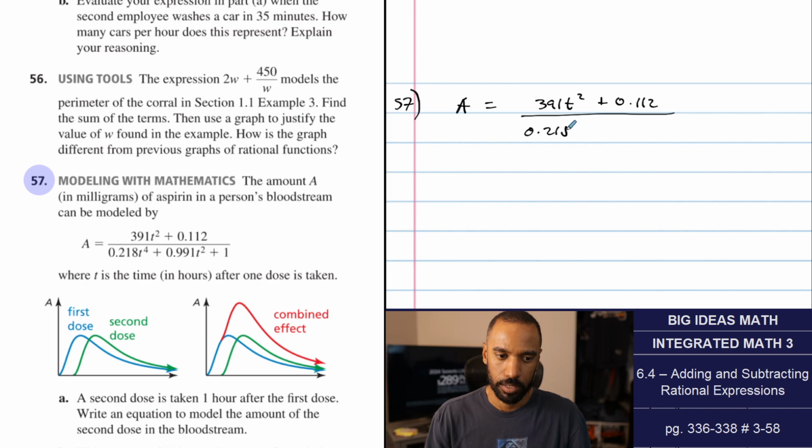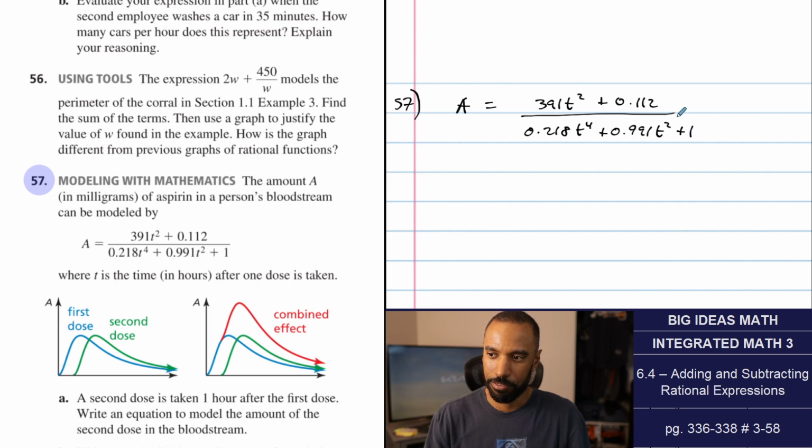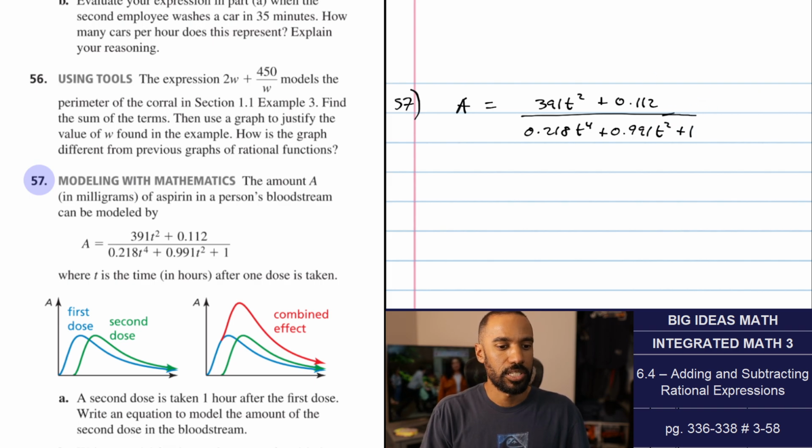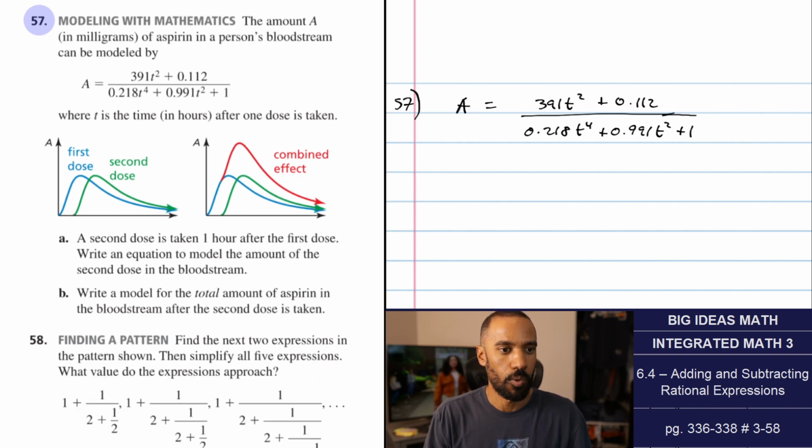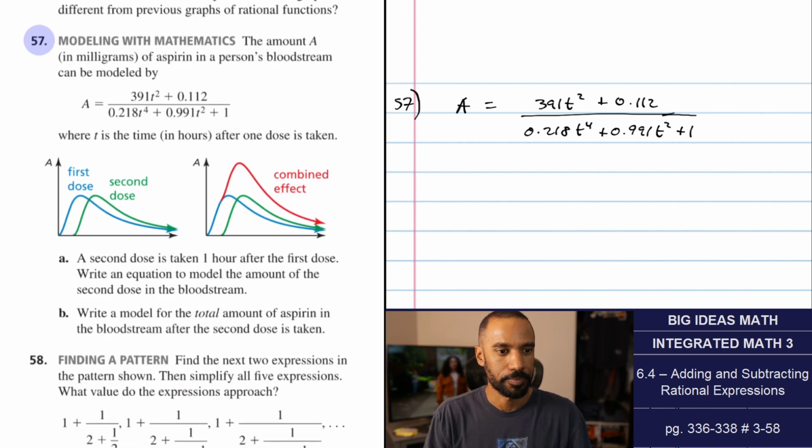Sorry, I have to write it. Probably should have copy-pasted it. How do they figure this stuff out? Where t is the time in hours after one dose is taken.